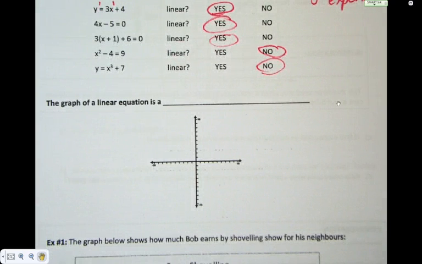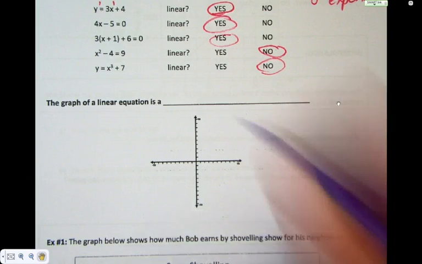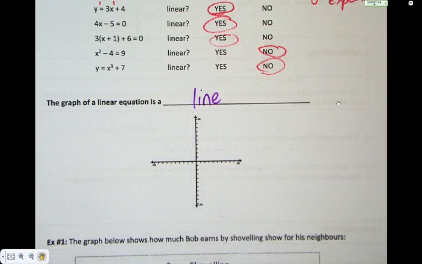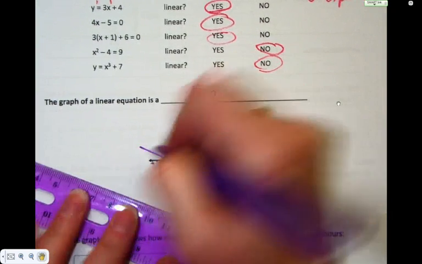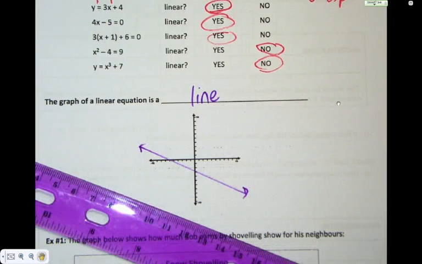The graph of a linear equation is a... We talked about this yesterday. What does linear mean? Line. What just ticks me off? Straight line. Don't say straight line. Straight line just drives me crazy. Here's a linear equation. Why did I put the line there? No reason. It's a line.